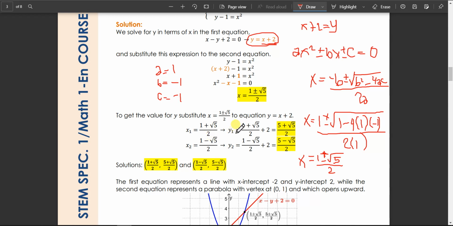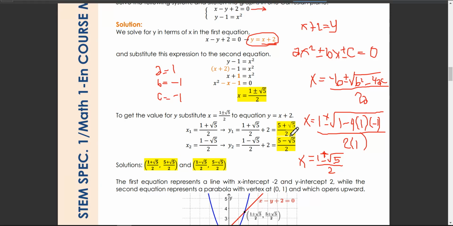Then our y1 is equal to x plus 2 man. So this is our x. So kani, remember, this is our x plus 2. Or that is equal to 5 plus square root of 5 over 2. So in decimal, that is equal to 3.6. So this is approximately equal to 3.6.